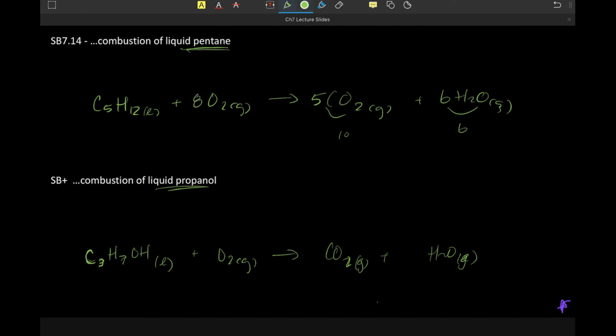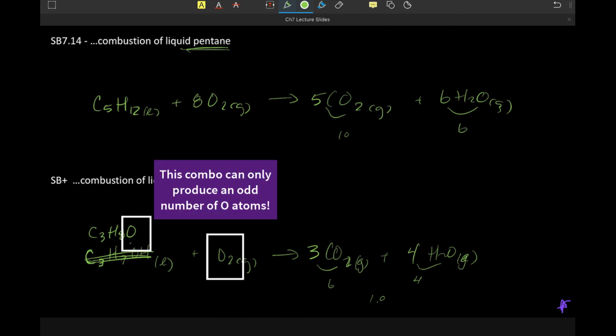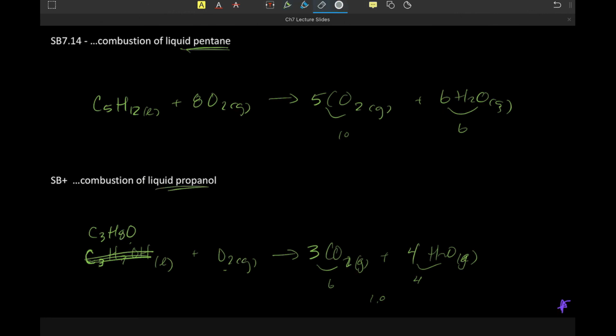Balancing this next one, we have C3H7OH. Sometimes when the hydrogens are split, it's easier to rewrite it, so we could rewrite this as C3H8O. That makes it easier to look at and focus on our math. We would put a 3 here and a 4 here, which gives us 6 plus 4, a total of 10 oxygens. But if we have 1 oxygen here and 2 oxygens here, there's no way for us to get 10 out of that by just putting a coefficient here.